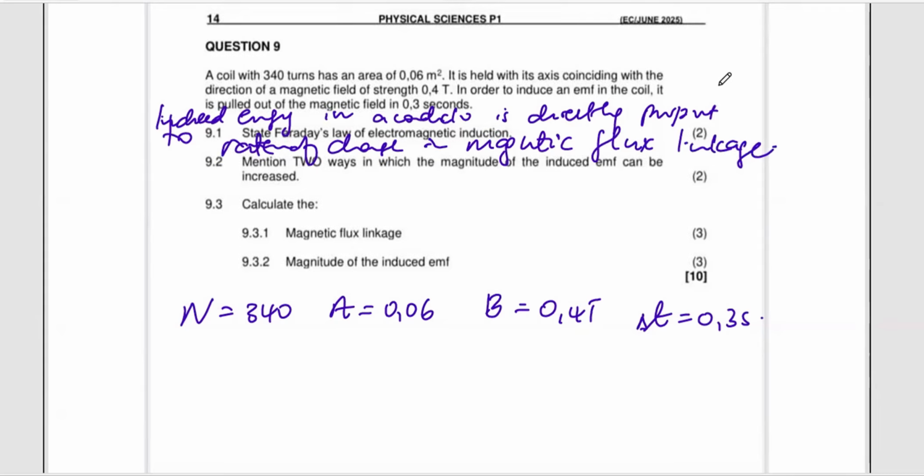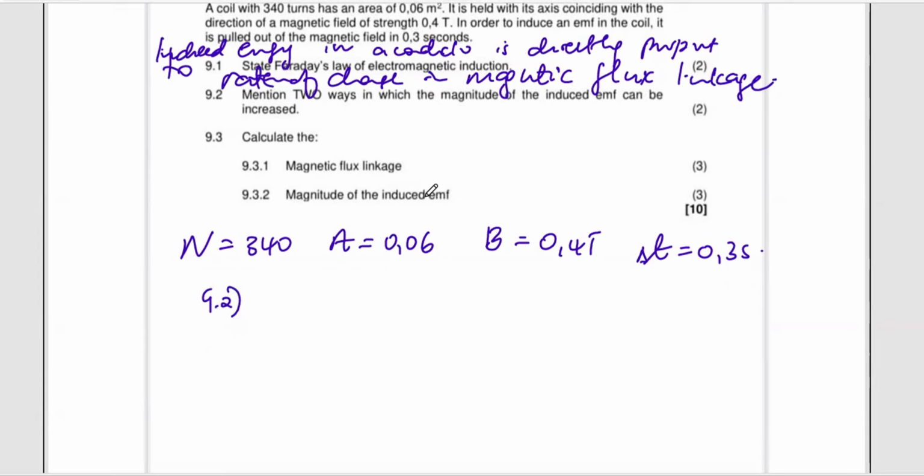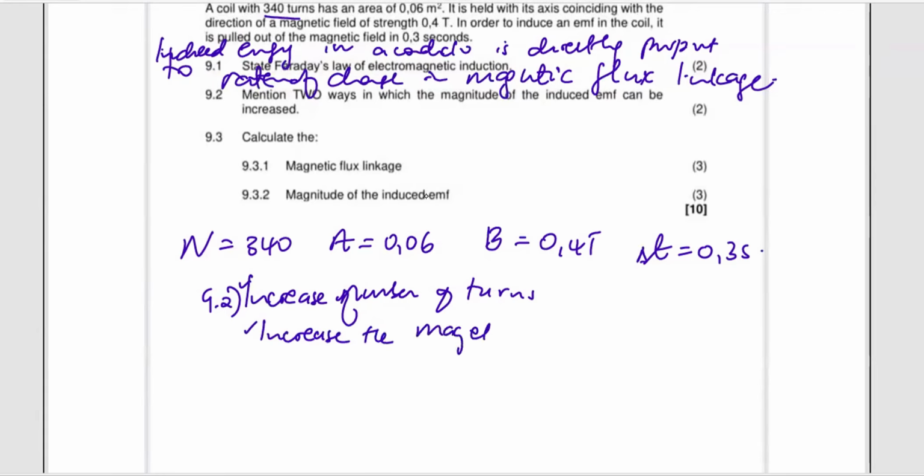9.2 asks us to mention two ways in which the magnitude of the induced EMF can be increased. Number one, increase the number of turns. The coil has 340 turns, so we need to increase them. And two, increase the magnetic strength, or the magnetic field should be increased. I think those are the two basic ones we can always think of. We can also talk about the angle and so on and so forth.